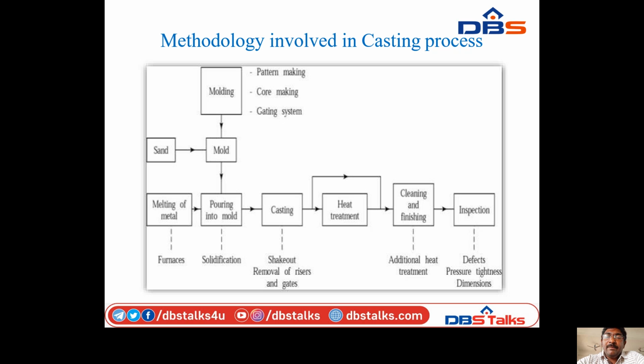Melt the required metals or alloy, pour the molten metal into the mold cavity and allow the molten metal to solidify. Next, removing the solidified metal alloy from the mold cavity.